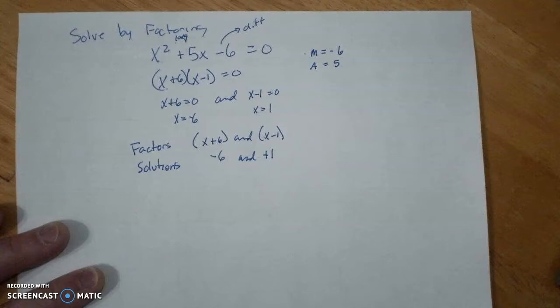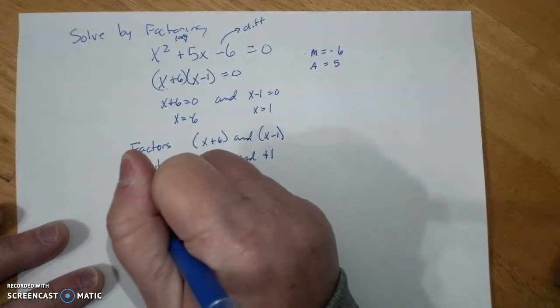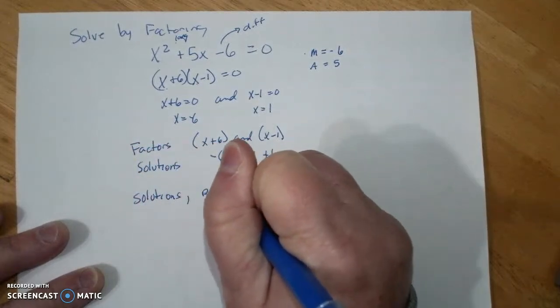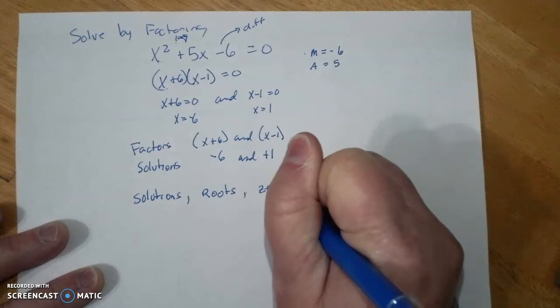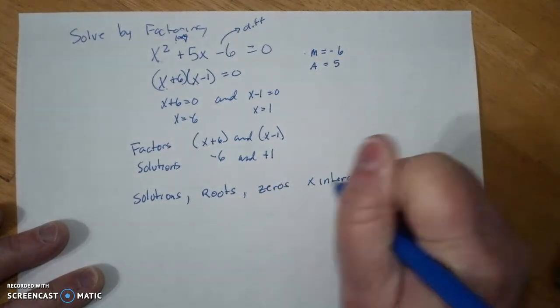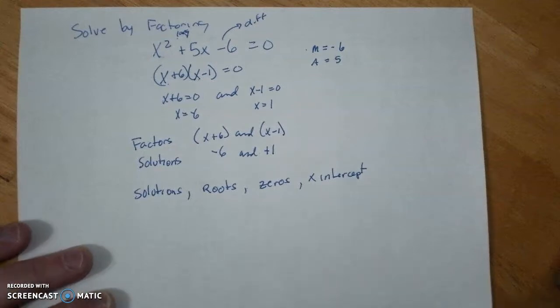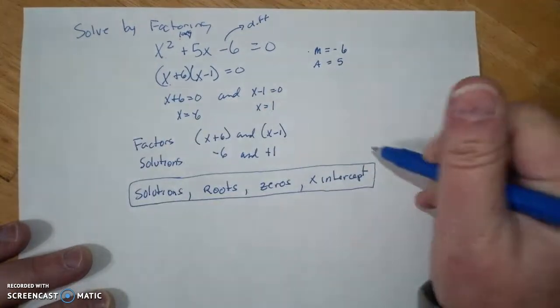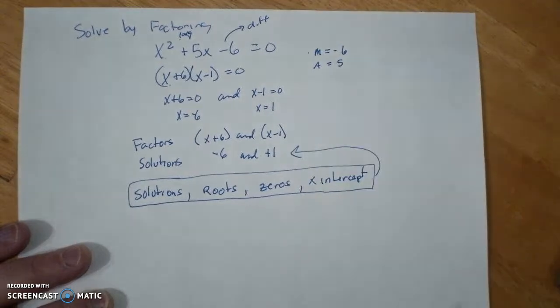Okay? That's how those work out. Now, there are some terms, and the terms are solutions, roots, zeros, x-intercept. Okay? All of these things are asking for this right here.